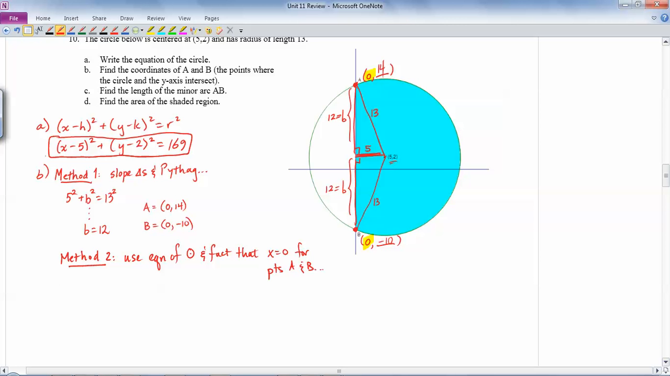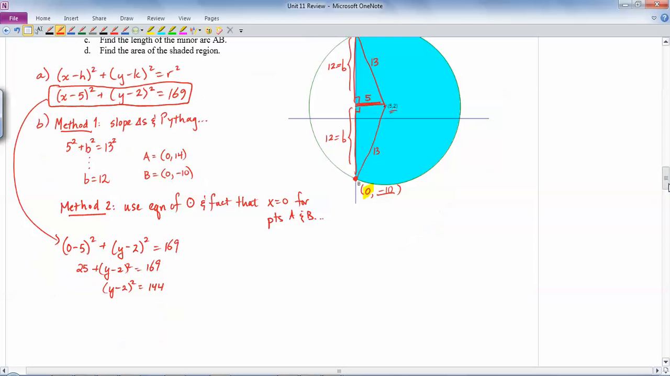So we'll take the equation and we'll plug in 0 for x. So we get 0 minus 5 squared. And then y is what we're solving for, so we leave the y alone. And negative 5 all squared is 25. And then if I subtract the 25 over, I'll get 144 here.